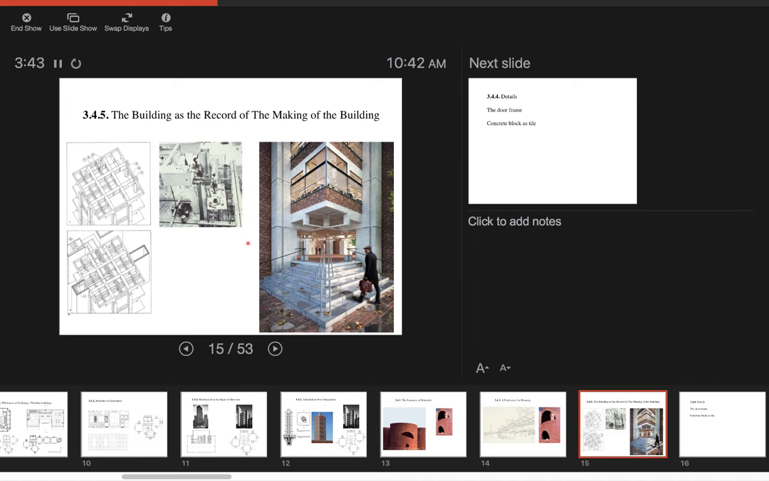We feel an in-touchness with how we are made in seeing how the building's made, or experiencing how the building's made.